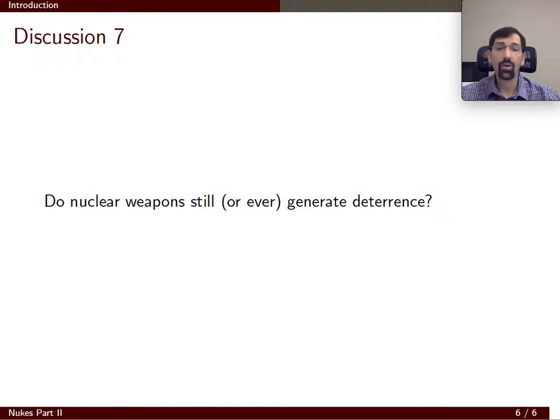Now, you may say, oh, well, of course they generate deterrence. Well, if that's the position you take, maybe argue the other side. Because there is a debate that nuclear weapons don't generate deterrence because they're not used. It's a little more complicated than that, but think through it. Do nuclear weapons still, or ever, generate deterrence?